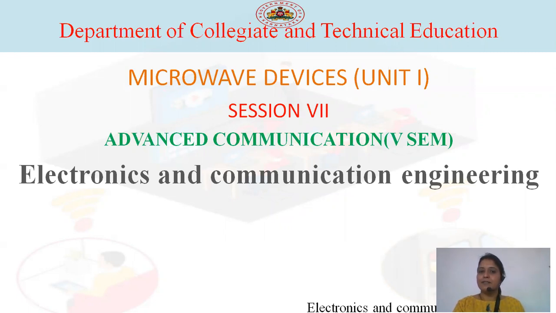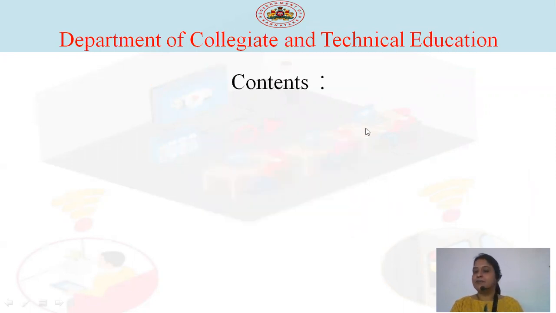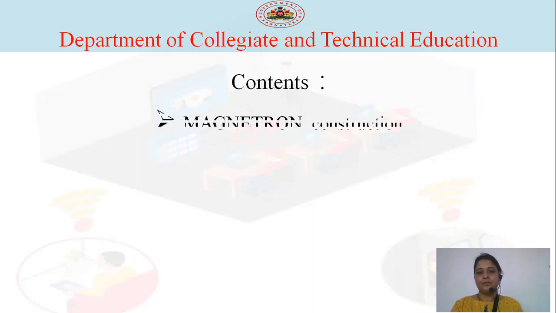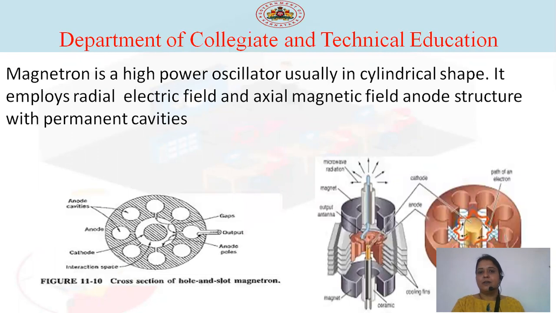This is session 7 in unit 1, that is microwave devices. In this particular unit, we are going to learn about the device magnetron. This shows the picture of the magnetron here. The contents which we are going to learn are the magnetron constructional diagram, how the magnetron is constructed, working, and application. All these we are going to cover in this particular session.